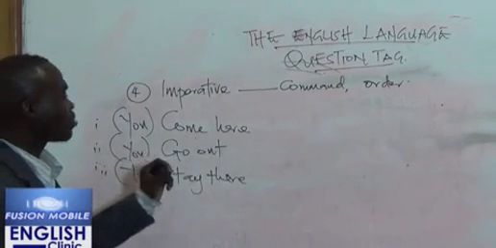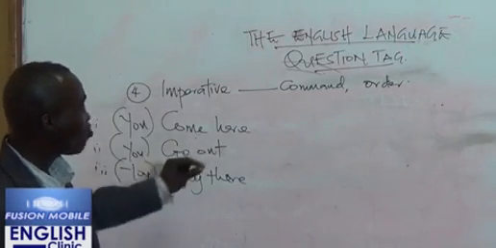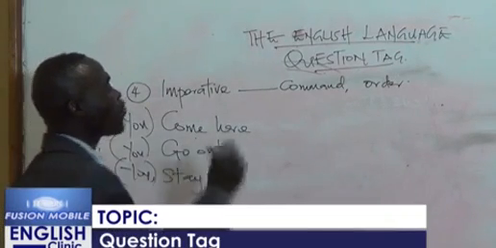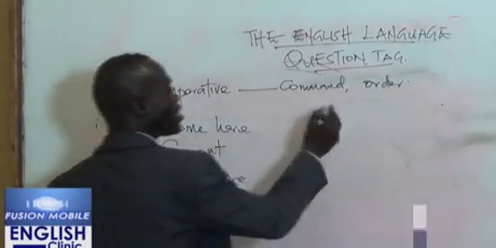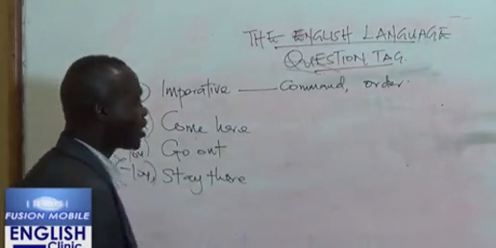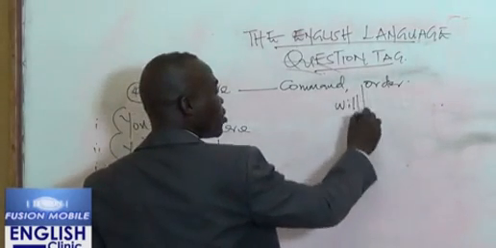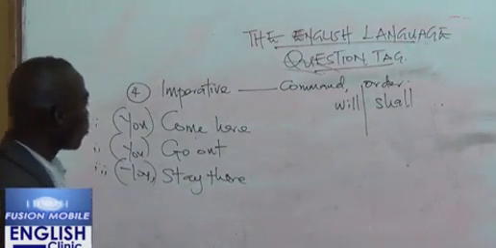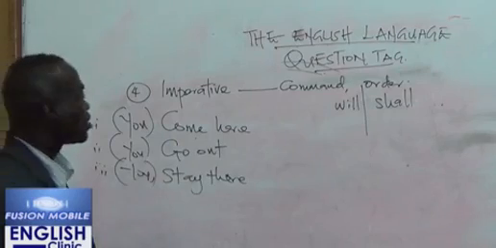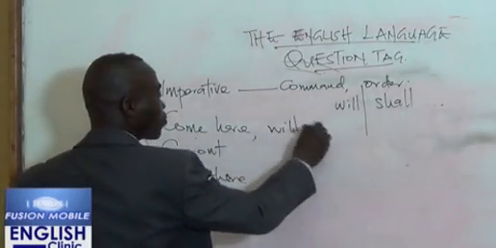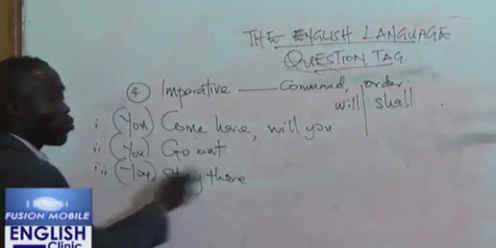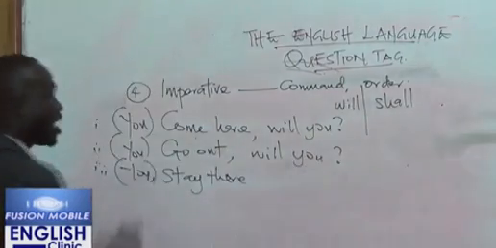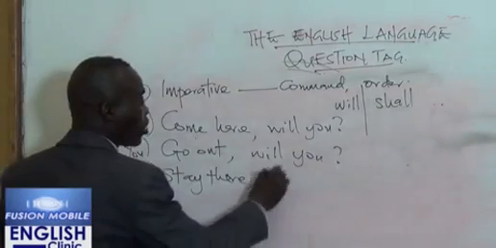Now, according to the rule that I've just mentioned, an imperative can be made into less of a command and more of a request by adding a positive tag in the future tense. Now, how do you form the tag? The tag is going to be expressed in the future tense. How do you form the future tense? The future tense is formed by making use of the auxiliary verb will or shall. So, if you have the statement, come here, the tag will be will you. If you look at the second example, go out, the tag will also be what? Will you. And the third example, stay there, the tag will also be will you.